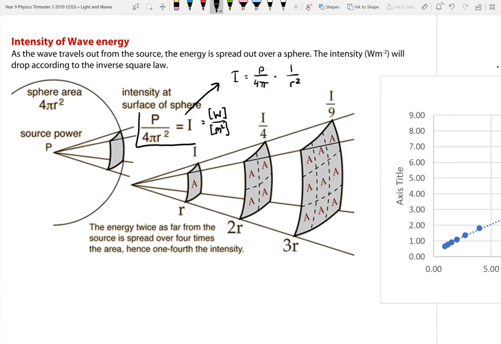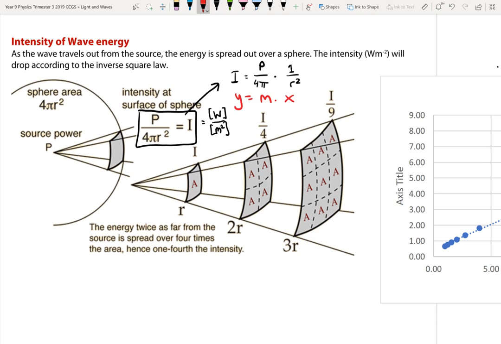So all I have done is I've rearranged that equation. That's a 1. It might look like a silly way to express the equation, but that is still technically correct. I could merge these together and you've got P on 4 pi r squared. So all I've done is I've brought the r squared out and given him his own inverse. Okay? And the reason I have done that is because this is now in the form y equals mx.